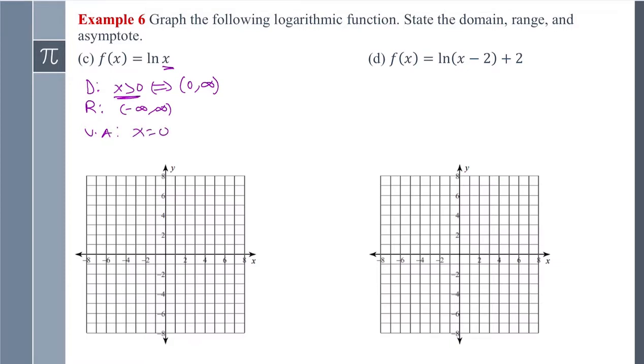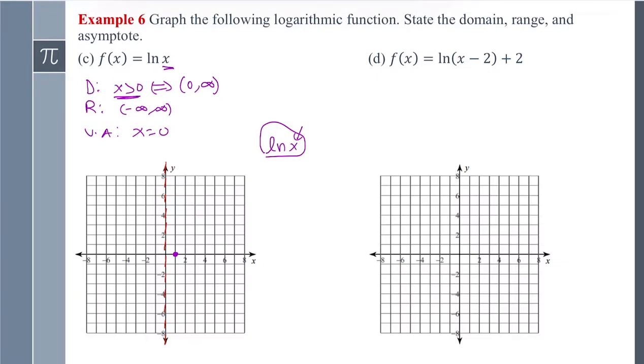Now to graph, again, we need to find 2 points. So what we have is natural log of x. So when does this become 0? Whenever x is 1. So it's 0 right here. And let's go ahead and graph the vertical asymptote. Sorry, we should do that first. So this is the vertical asymptote, which is x equals 0.